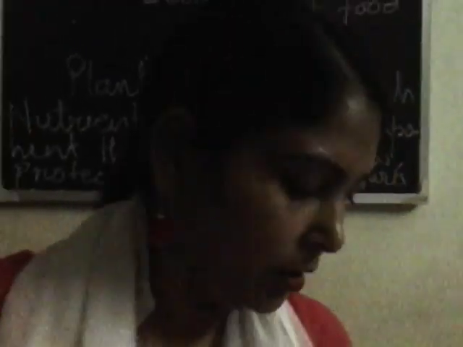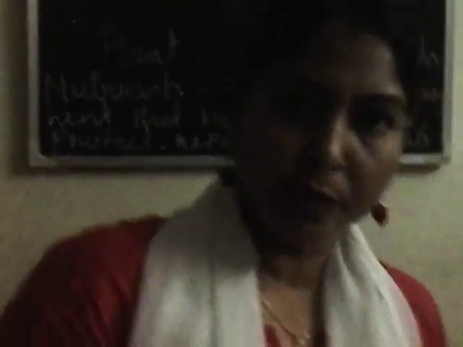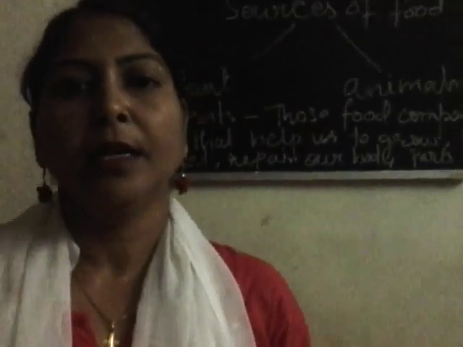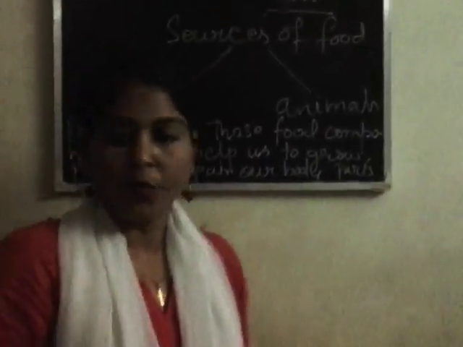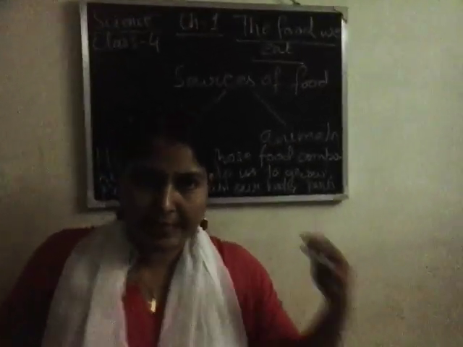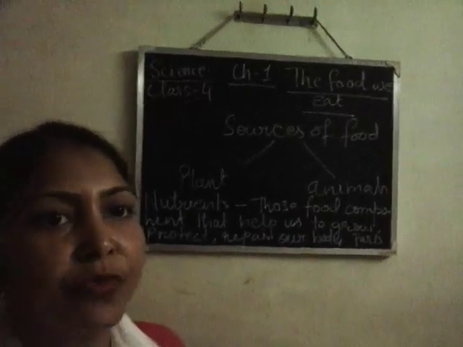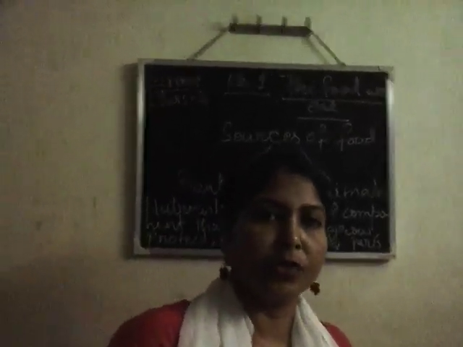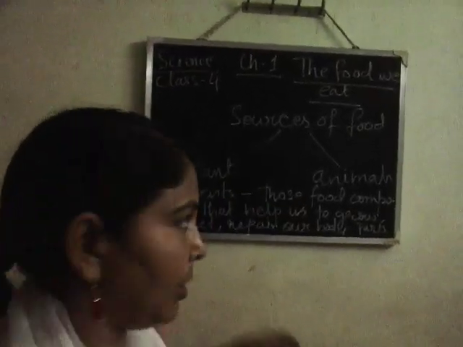in the book also you will find one red or pink colored word, nutrient, and beside that the definition of nutrient is mentioned. Okay, now we move on to the next topic. So what are nutrients? Nutrients are those food components which help us to grow, to protect and to repair our body parts.